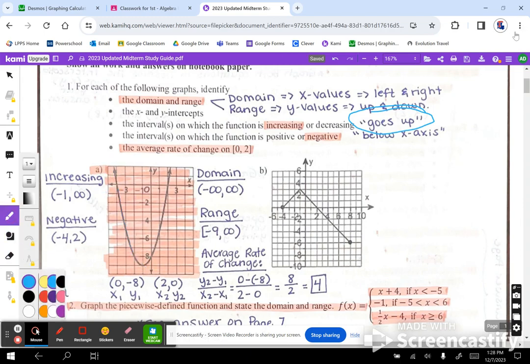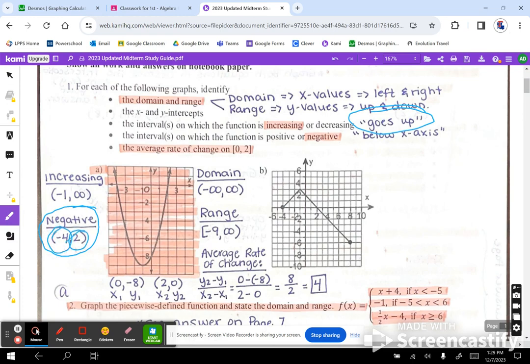The next one, negative. Negative means below the x-axis. This interval, where did this negative 4 and 2 come from? That negative 4 and 2 come from right here. X is negative 4 and x is 2. Why did I pick those 2 points? Because the graph between those 2 points is below the x-axis. And again, negative interval is written with parentheses. You will never see a bracket in a negative interval or an increase interval.